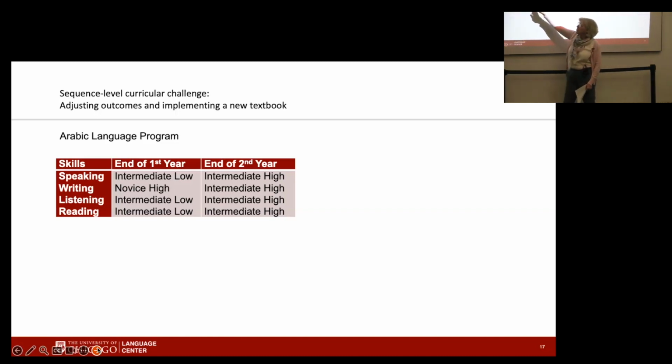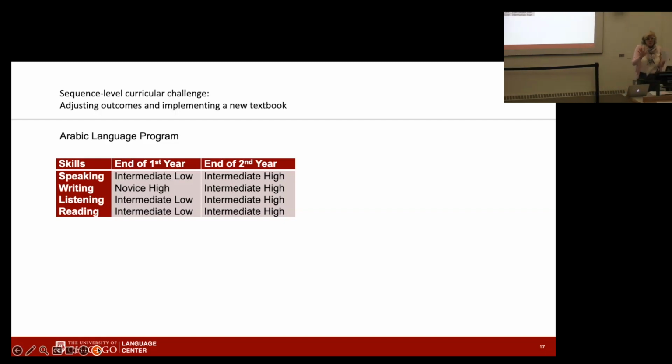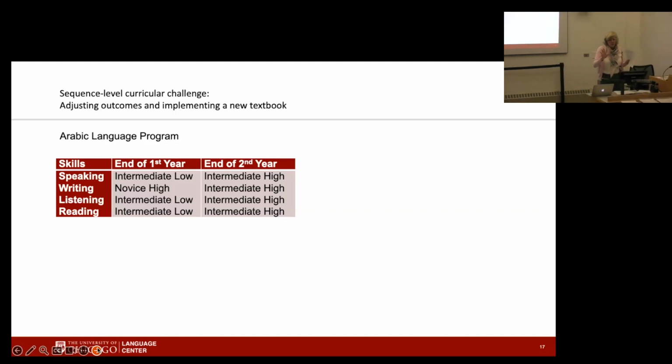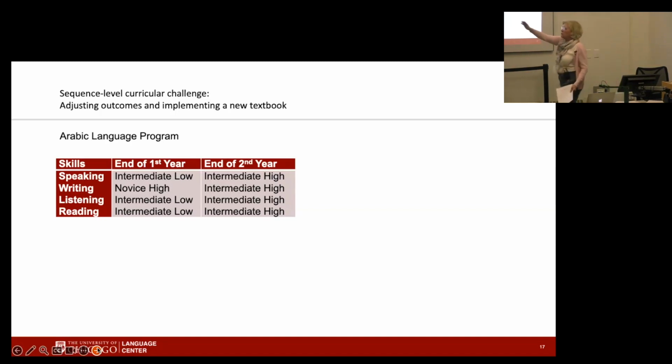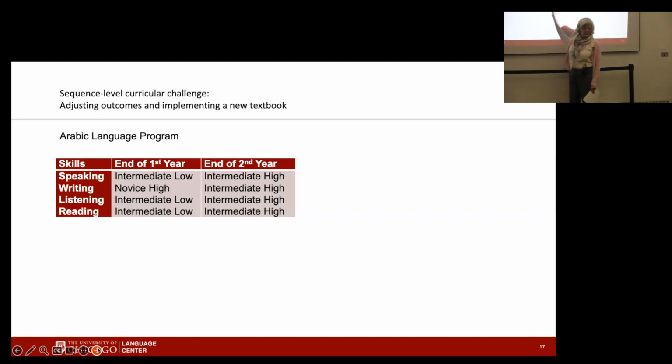So first of all, is it reasonable to get from novice high to intermediate high in a year? This is where these outcomes help you articulate. But we didn't want to say to the Arabic program, you're never going to get your students to intermediate high in 3 years, because we wanted them to find that out themselves by testing. They created an end of first year test, and they created a practical exam and started trying to give it to their end of second year students.